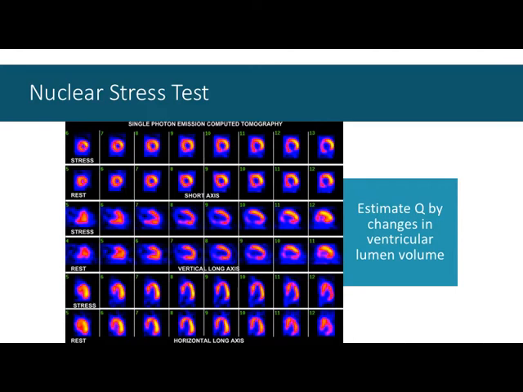stress test. You can estimate cardiac output or systemic flow by looking at all of the small changes over time in the ventricles. We can look at the change in the lumen volume, estimate the ejection fraction, and calculate flow accordingly. But that's a pretty labor-intensive process. Probably we have computers to do this and interpolate what the lumen volume would be and how it changes. But you need a lot of data to figure that out.